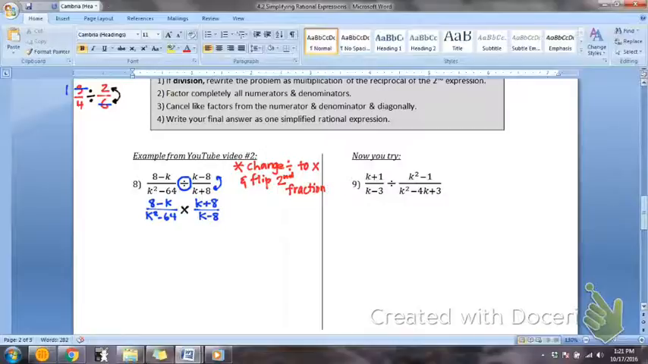Okay, so step number 1 in our gray box above says, if it's division, rewrite the problem in multiplication. We just did that. Step number 2 says to factor completely all the numerators and denominators. So if I look at this problem that I've now created, is there anything that can be factored? The k squared minus 64 changes to what? K minus 8, k plus 8.